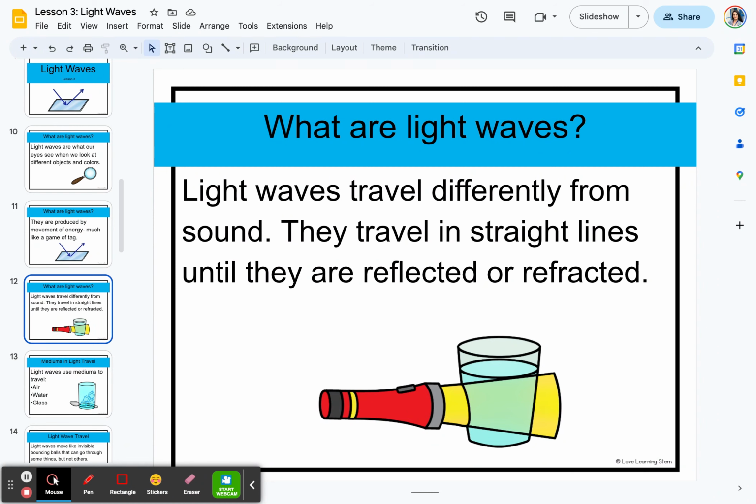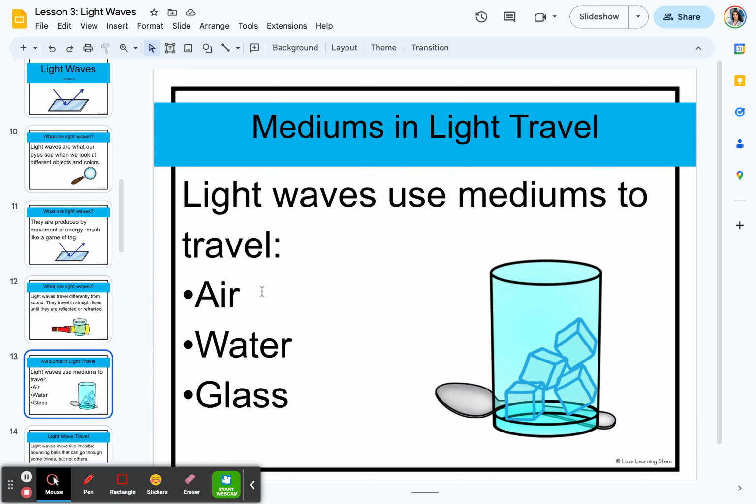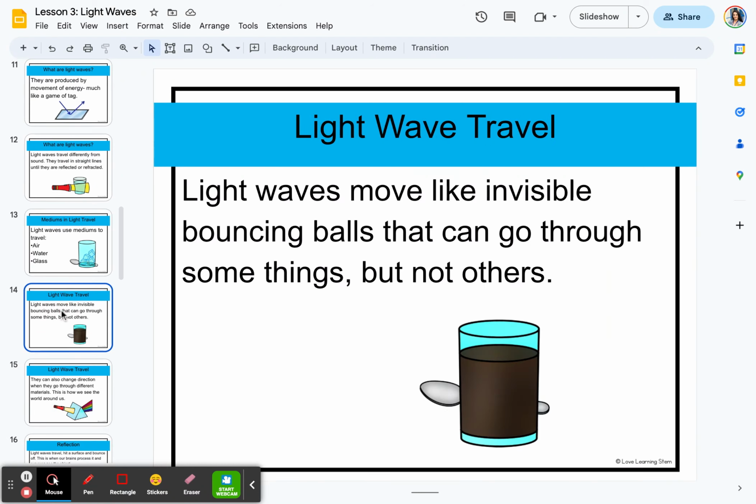Sound waves can go all around, but light waves travel in straight lines until they are reflected or refracted. Also similar to sound waves, light waves use mediums to travel, and these are air, water, glass, and there are more. Light waves move like invisible bouncing balls that can go through some things but not others. So, in a glass that has very dark liquid, the light will not be able to go through.